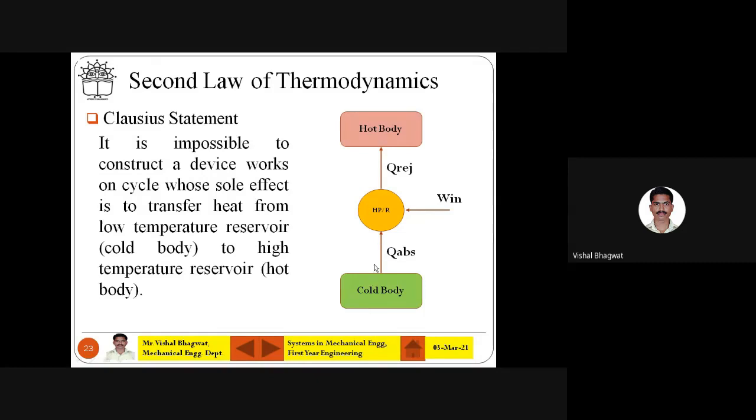So you are making it much cooler as you are getting continuous supply of electricity. In case of refrigerator, cold body temperature is important. Q absorbed is the desirable effect. In case of heat pump, you are rejecting heat to some space. You are heating the room. That's why Q rejected, that amount, is important in case of heat pump. This is a desirable effect. Q rejected is the desirable effect.